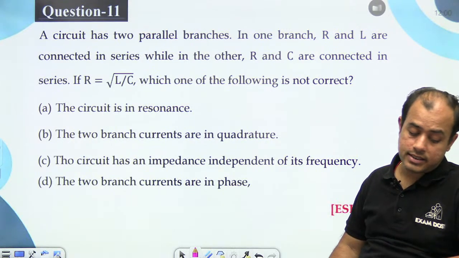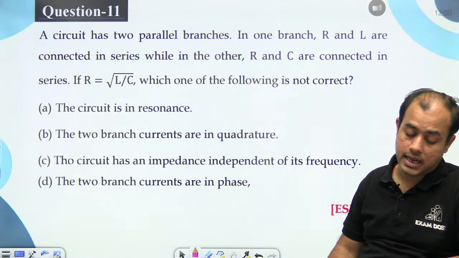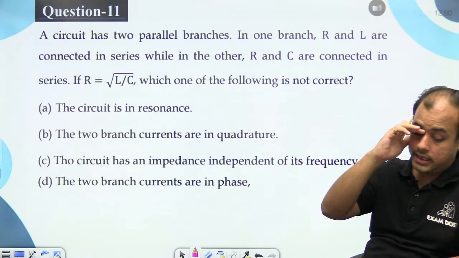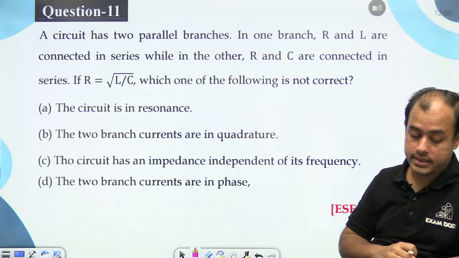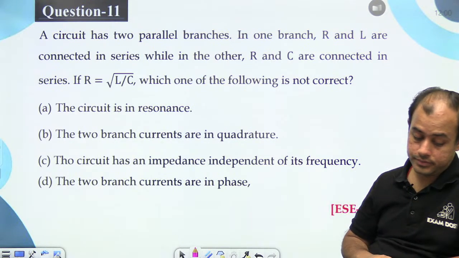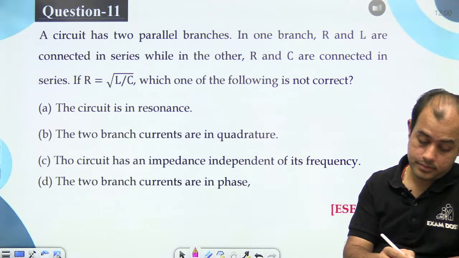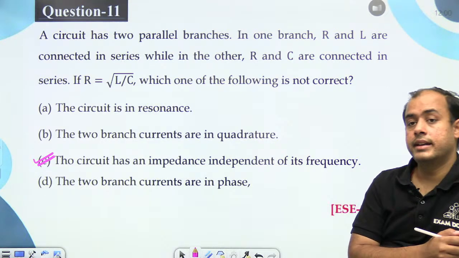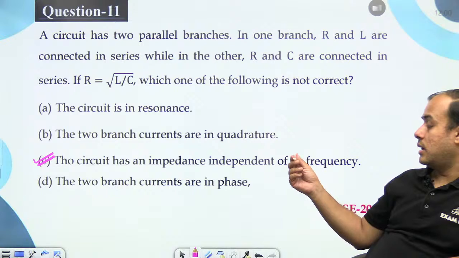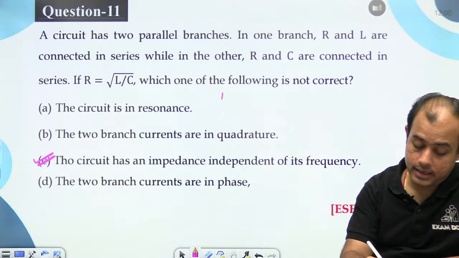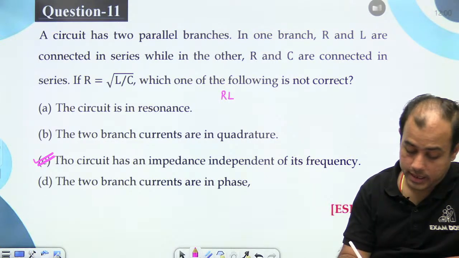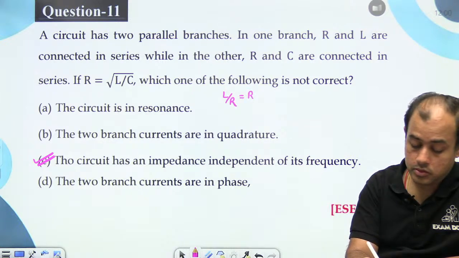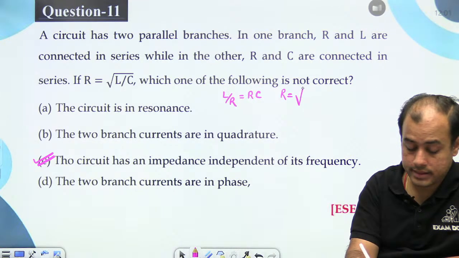A circuit has two parallel branches. In one branch R and L are in series, while in other R and C are in series. If R equal to under root L by C, which is correct? ये C आएगा कि अगर R रूट L by C हो गया ना, where RL equal to L by R equal to RC, तो R equal to रूट L by C.